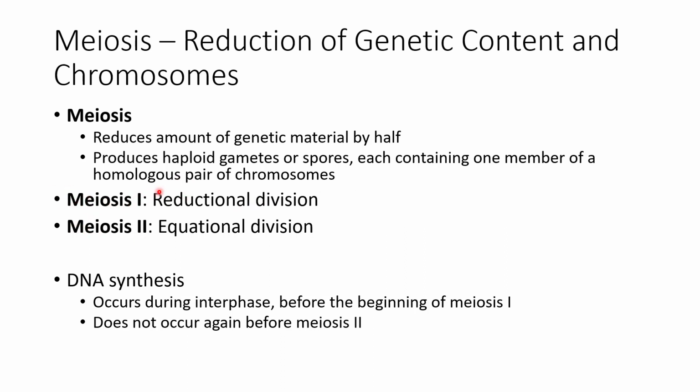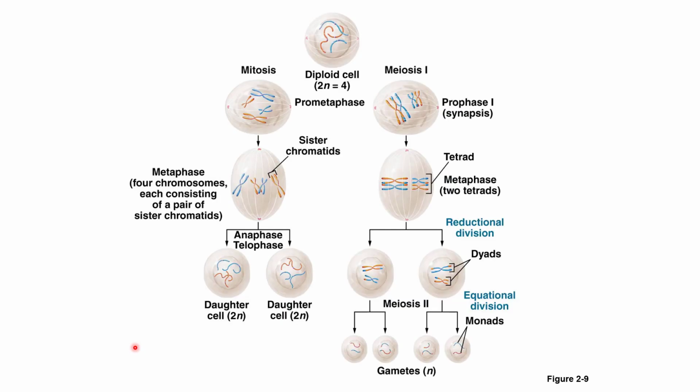So meiosis 1 is the reductional division, in which we are reducing the amount of genetic material by half. And meiosis 2 is then where we do the equational division, where we make sure that then those cells only have one copy of half of the chromosomes. That'll make a little bit more sense when we go through this. Okay? Again, just to remind you, DNA synthesis occurs during interphase, during the S phase, and it's well before the beginning of meiosis 1. It won't occur again before meiosis 2. We don't do any more DNA synthesis.